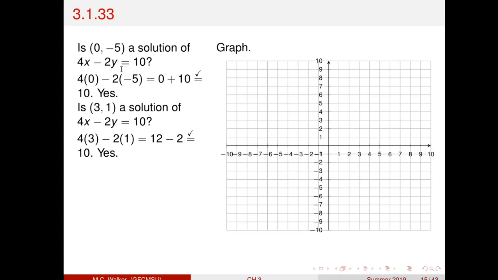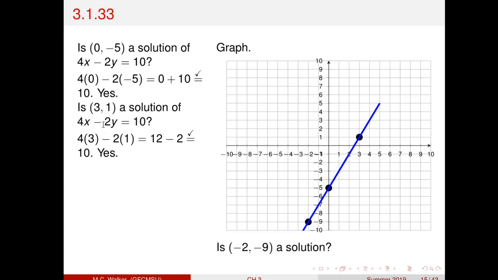Now let's graph this line. We can plot these 2 points, (0, -5) and (3, 1), and then connect them with a line, and we've graphed this line. What about (-2, -9)? Is that a solution? Well, -2 is right here, and -9 is right there. That looks like it's on the line.